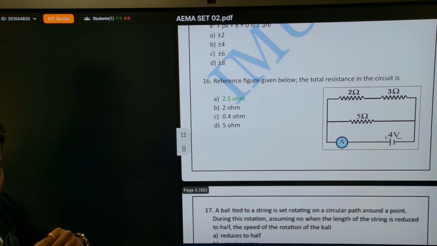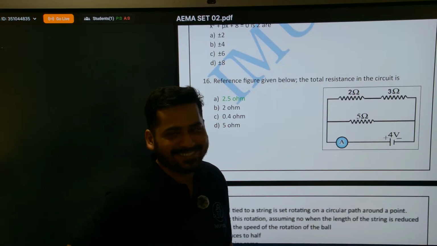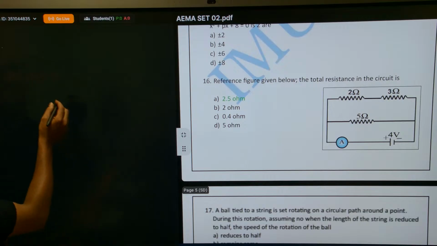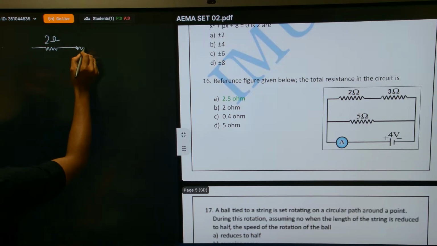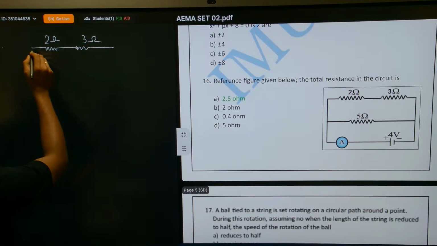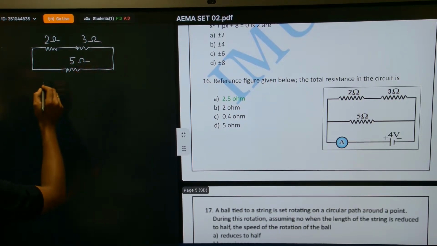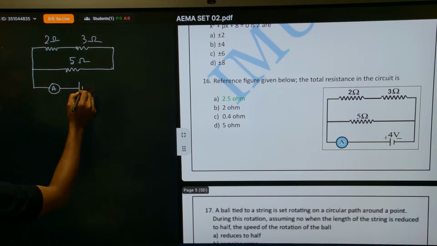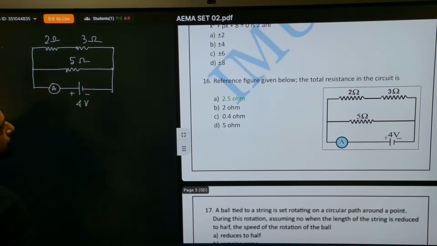Okay, I will make the question a little bit complex. Find out the current through this 5 ohm. So first of all, the part is easy. We have been given a 2 ohm and a 3 ohm. There is another 5 ohm which is in parallel, and which has been connected with an ammeter and with a cell of 4 volts.